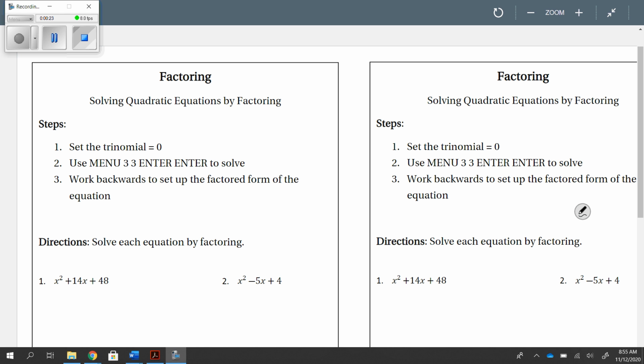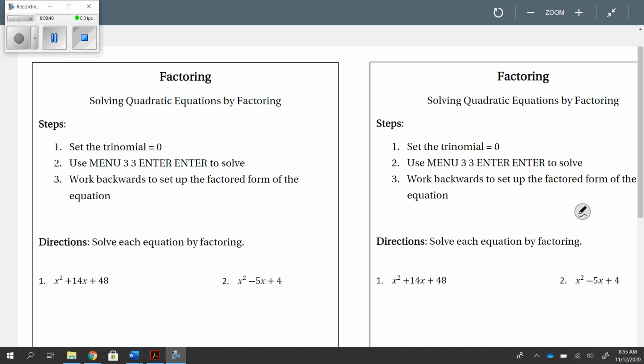So step one, this is the calculator step. Step one, set the trinomial equal to 0. Then in the calculator, you hit menu, 3, 3, enter to solve. Then you work backwards to set up the factored form of the equation.